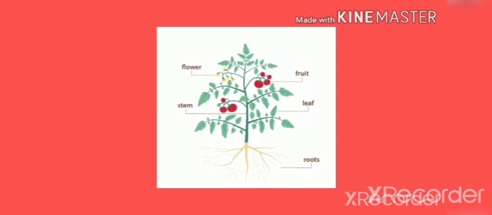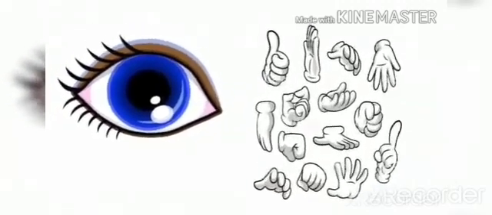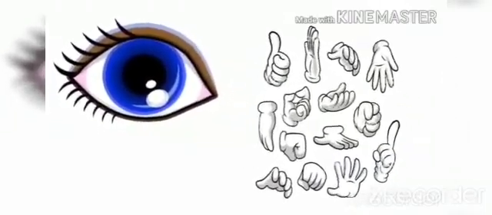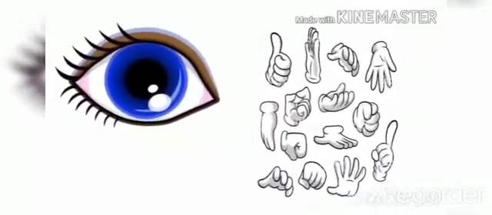Students, as we all have different body parts, as you can see, we all have eyes, ears, nose, hands, tongue, mouth. And each body part performs a different function. For example, eyes help us to see, ears help us to hear, nose helps us to smell, hands help us to write, eat, hold things, and many other works we can do with the help of our hands. So you can see that every body part performs a different function.